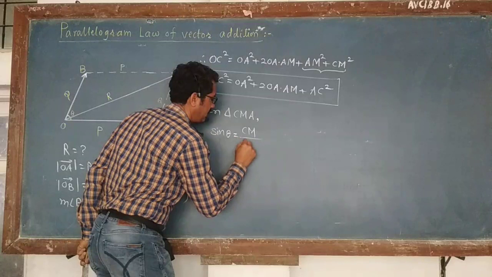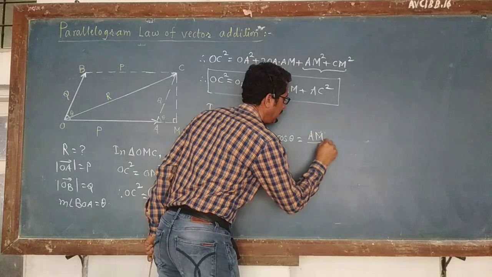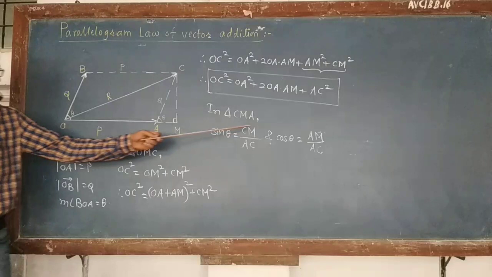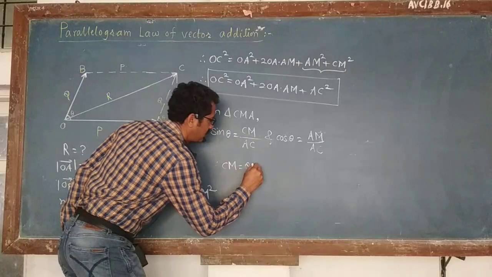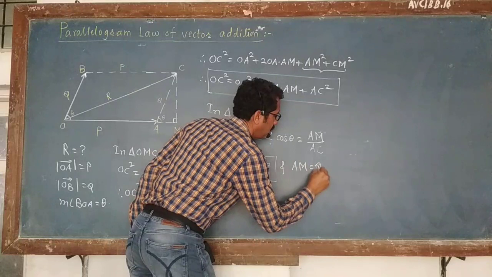And cos theta is equal to, what do you get? It is AM upon AC. But how much is AC equal to? AC is Q. So CM is therefore equal to Q sine of theta. And AM is equal to Q cos of theta.